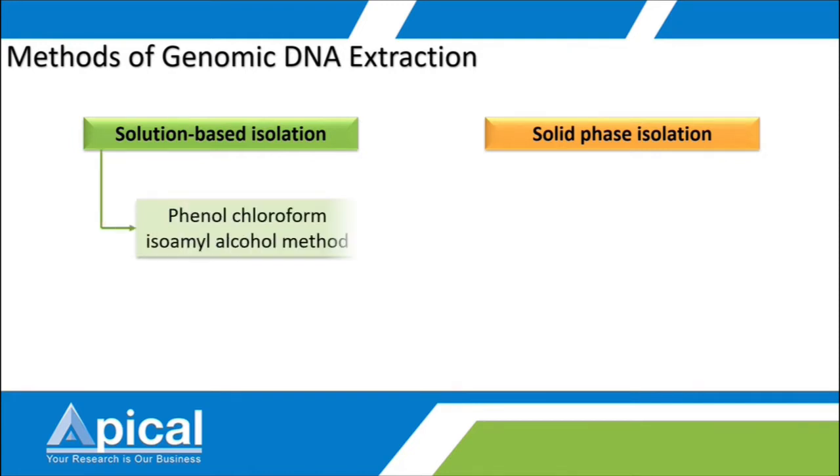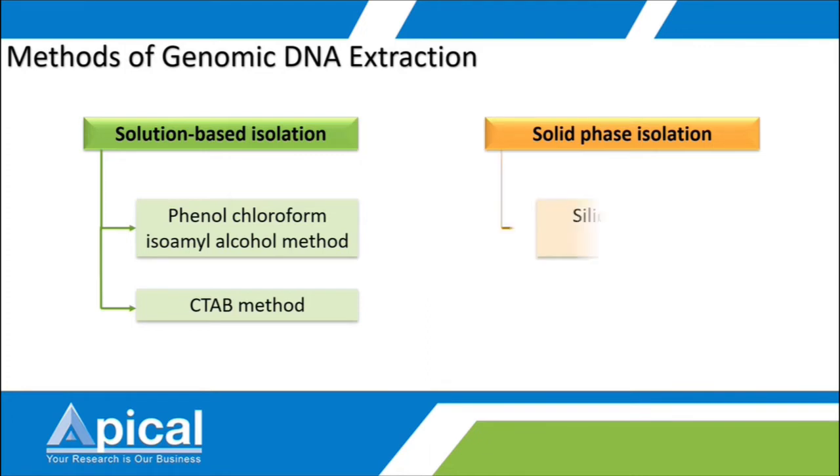For the solution-based method, usually the phenol-chloroform isoamyl alcohol method will be used in extraction from bacterial cell, animal tissue, or blood sample. While the CTAB method is usually used in plant gDNA extraction. These two are the most known methods for solution-based gDNA extraction.